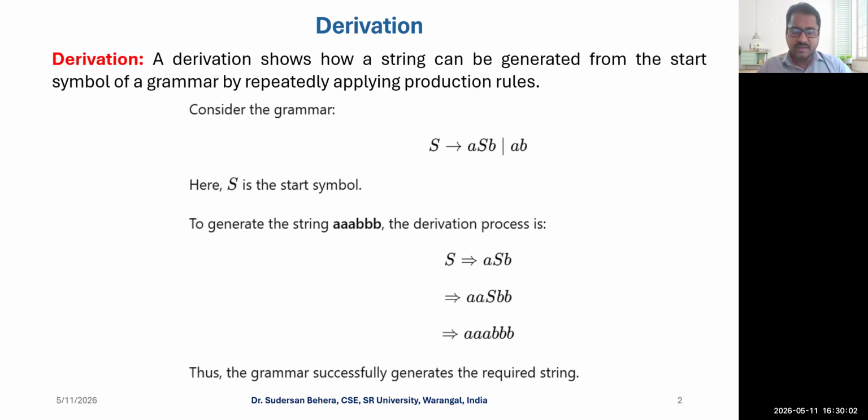To generate the string aaabbb, the derivation process can be written as follows. First, the derivation always starts from the starting symbol of the grammar. So S is the start symbol of the grammar. So S derive aSb. How can you generate that many a's and b's? Because if you replace the non-terminal with the right hand side of the production, then only that many a's and b's can be possible.